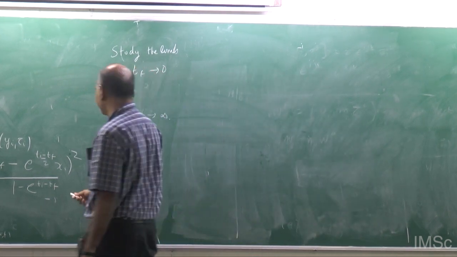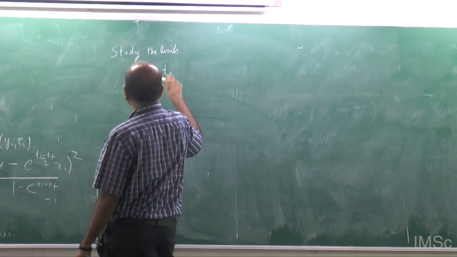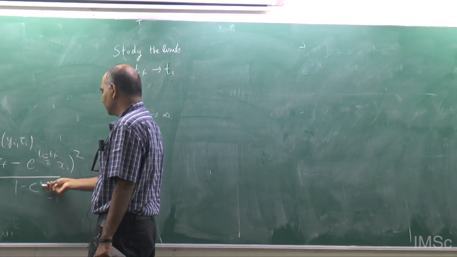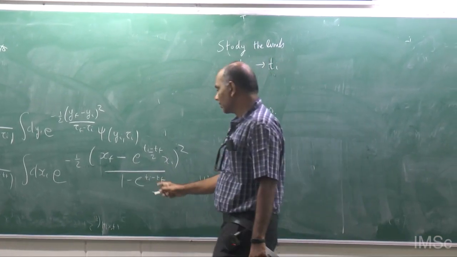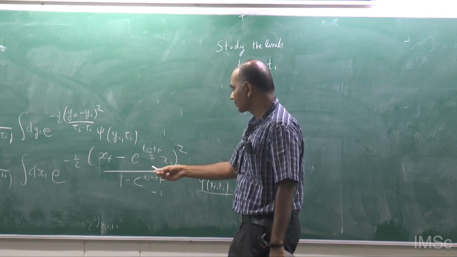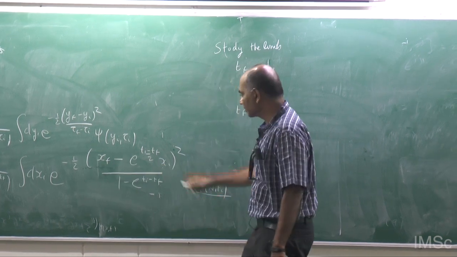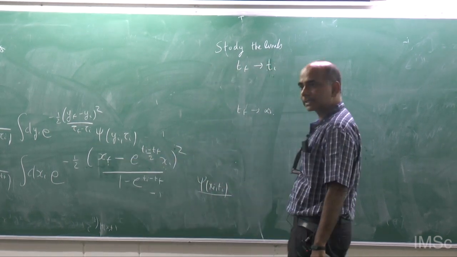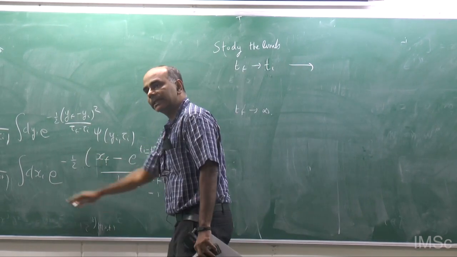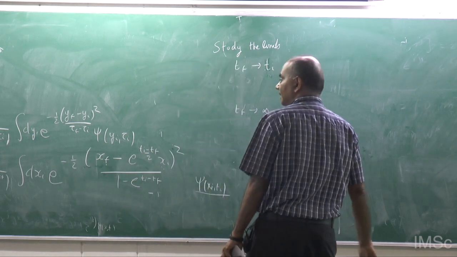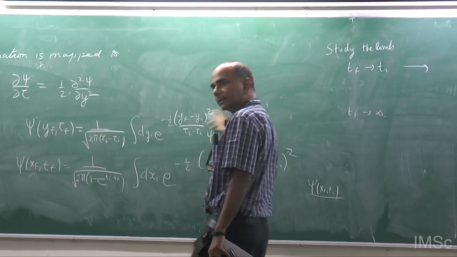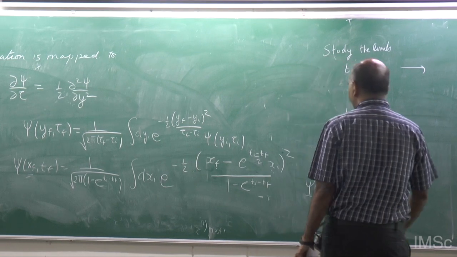So when tf, or I should say tf goes to ti, because initial time is 0, this becomes 1. So this denominator goes to 0. So this basically becomes a delta function, because xf is forced to be equal to xi. So when tf goes to ti, this whole thing becomes a delta function, and up to some normalization, this fact in fact guarantees that the integral is 1. So your psi xf tf actually is the same as this.